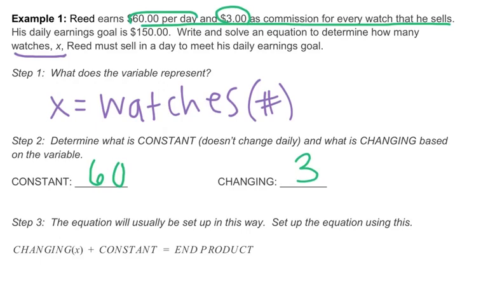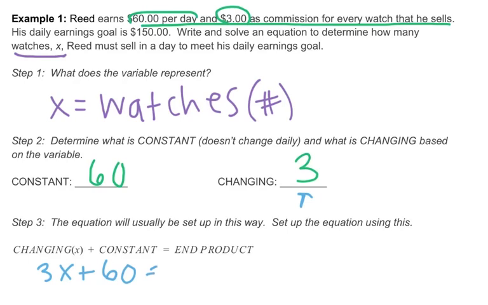Okay, so step 3. This equation will usually be set up in this way. Set up the equation using this. So our changing number, that's right here, 3. And then we want to put an X right next to it. That's what that parentheses X means. Plus the constant, which is 60, equals the end product.